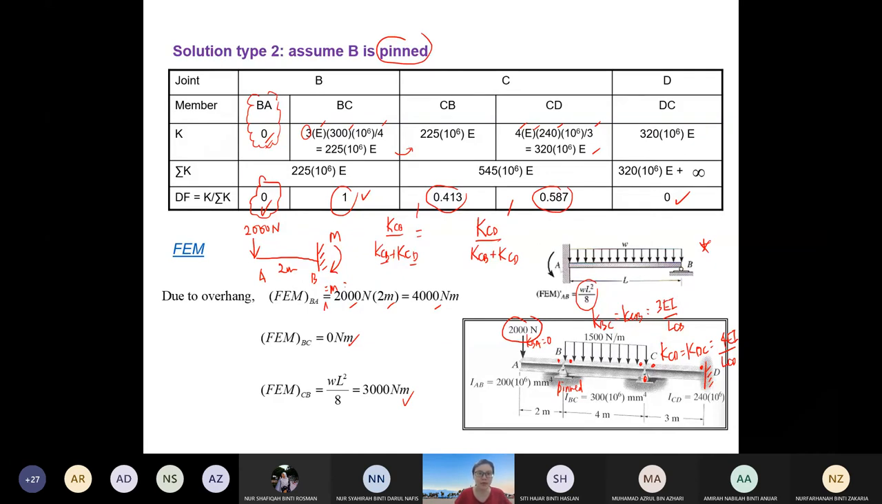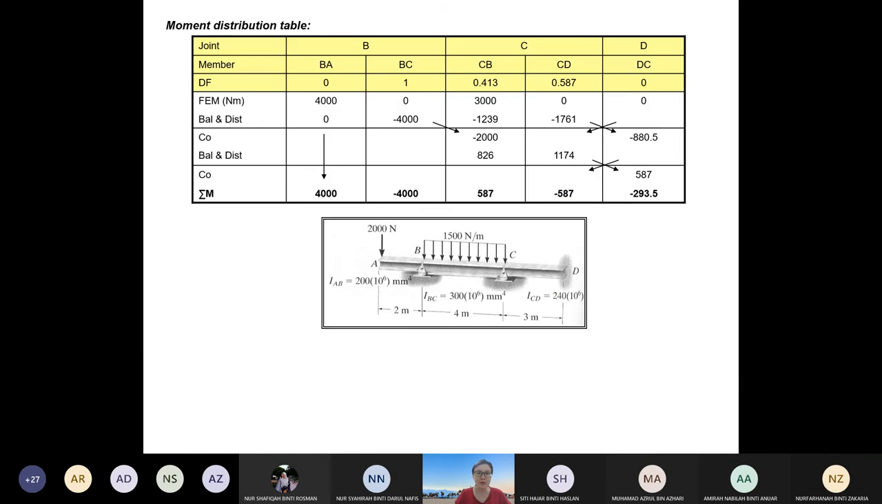Once you get your DF and your fixed end moment, we can start to put them in your moment distribution table. For example, you have joint B. You can start with A also, but there will be 0 there. So you will start with joint B, joint C, joint D. Connected to B we have BA, BC; connected to C we have CB, CD; connected to D we have DC. Put in your DF values, put in your fixed end moment values, then we start with balance and distribute.